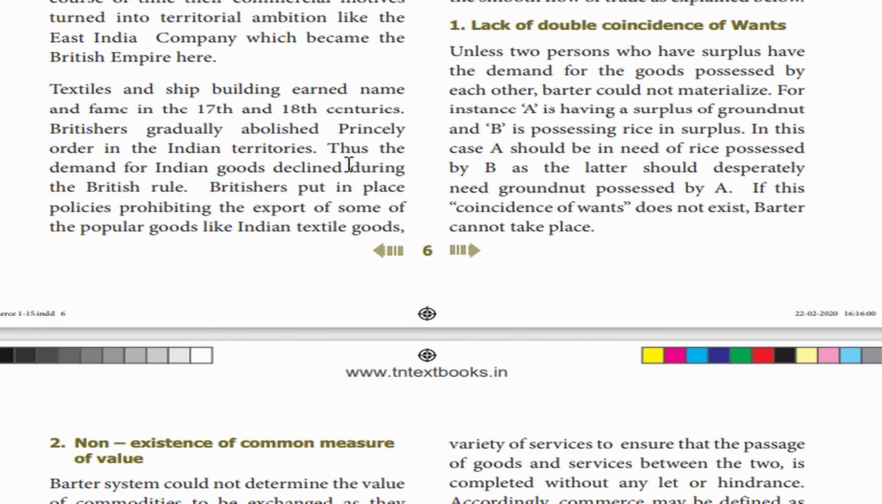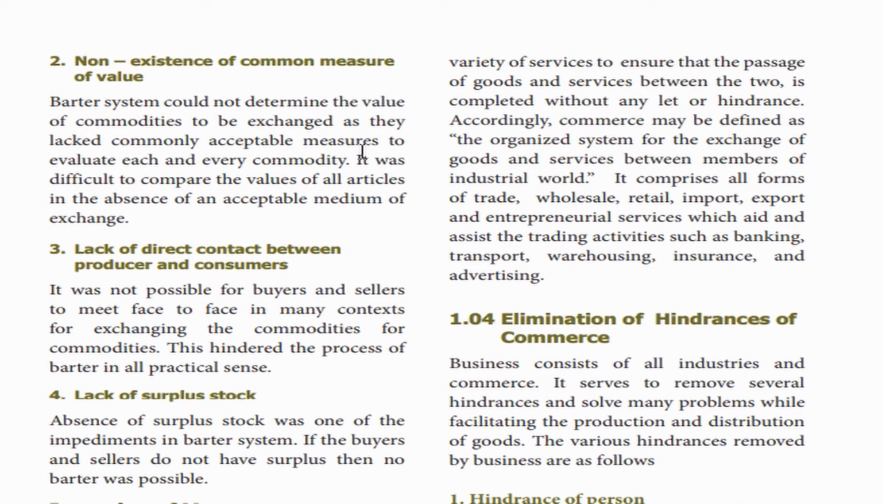So as I already explained with the example, if there is no double coincidence, the barter system will not work. Next we see non-existence of common measures of value. The barter system could not determine the value of commodities to be exchanged, as they lacked commonly acceptable measures to evaluate each and every commodity. It was difficult to compare the values of all articles in the absence of an acceptable medium of exchange. So there is no value of goods, they are exchanged.